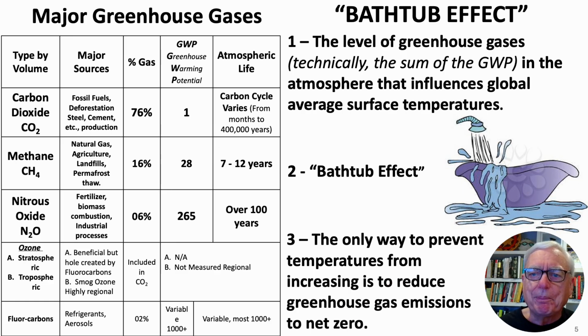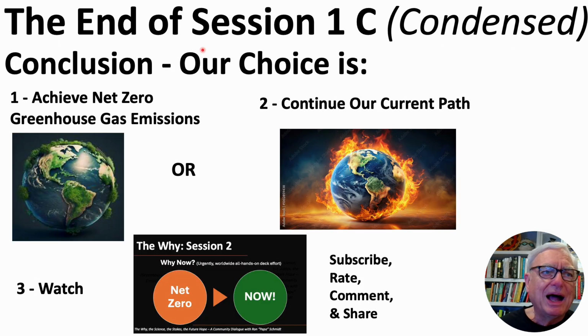So let's wrap this up on the final slide here. How are we going to get to net zero? Here's our choice. We have basically two choices. One, we achieve net zero greenhouse gas emissions, and we may have a livable planet, or we continue on our current path, which is going to lead us to really very, very dire circumstances. The next session I'm going to do is going to be session 2, and it's going to talk about why we need to get to net zero greenhouse gases now.